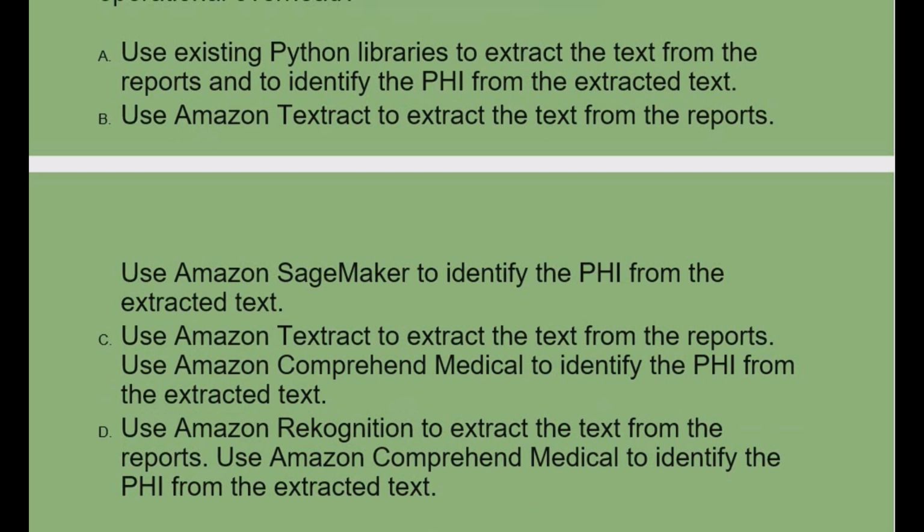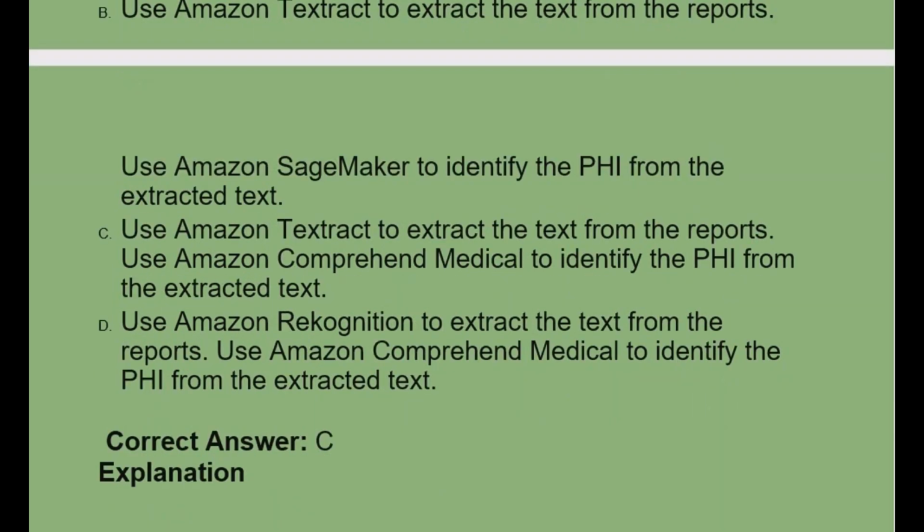Option C, use Amazon Textract to extract the text from the reports. Use Amazon Comprehend Medical to identify the PHI from the extracted text. Option D. Use Amazon Rekognition to extract the text from the reports. Use Amazon Comprehend Medical to identify the PHI from the extracted text. Correct answer is option C.